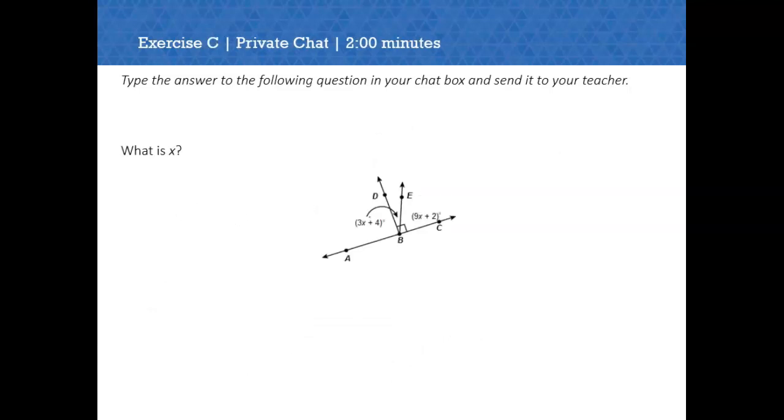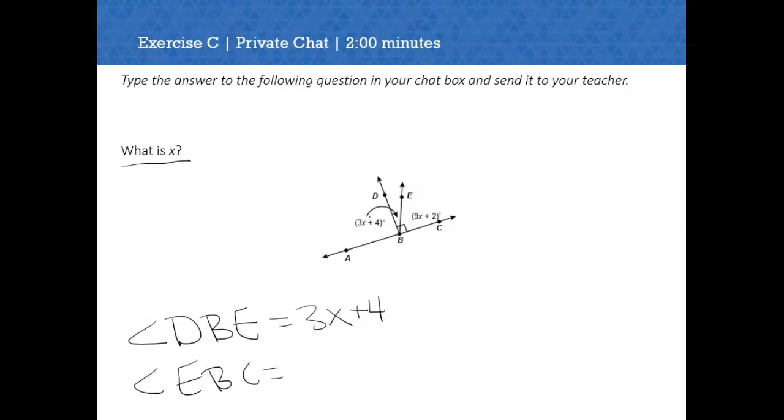All right, so now we're getting into more of the notation and the drawing, just trying to read what we have here. And this asks us, what is x? If we look, we see we have 3x plus 4 and 9x plus 2, and these are expressions that are given to us for these angles. So I would name this angle DBE. Notice B is in the middle because that's the vertex, and it is 3x plus 4. This other angle over here is EBC. Again, B is in the middle because that's the vertex.